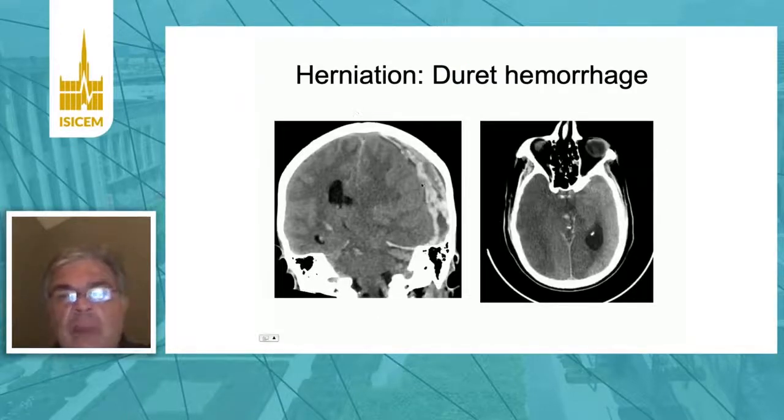Similarly, in large mass lesions when there's herniation, in this coronal view, you can see the subdural, massive shift, and the asymmetry of the ventricles. On the axial view, a hemorrhage in the brainstem, or a Duret hemorrhage, and evidence also for infarction because of the posterior cerebral artery being involved. In herniation, there's probably little role for surgical intervention given that outcome is inevitably poor.